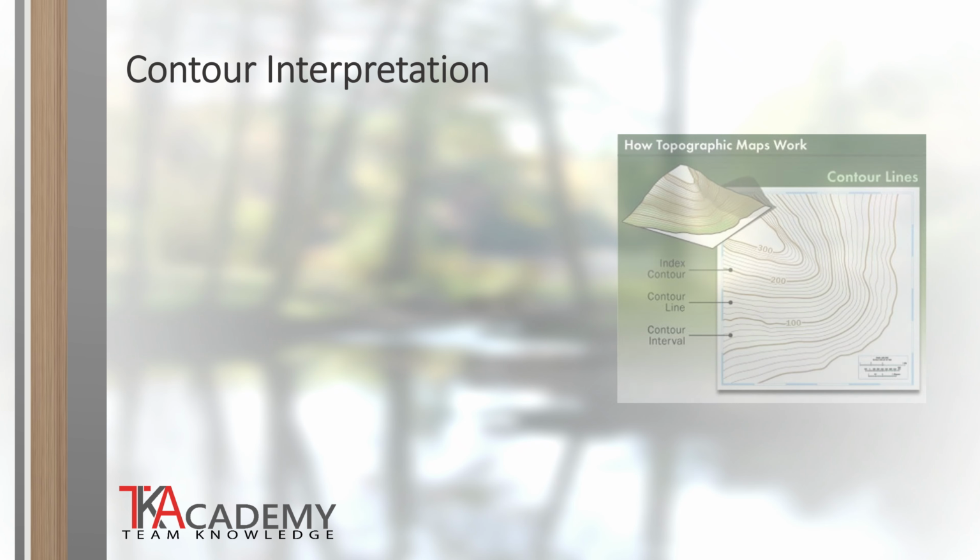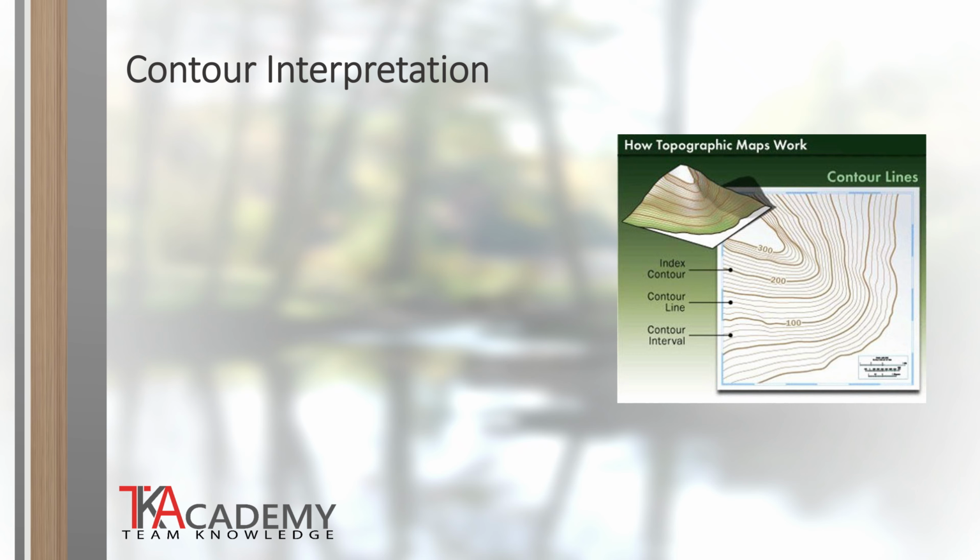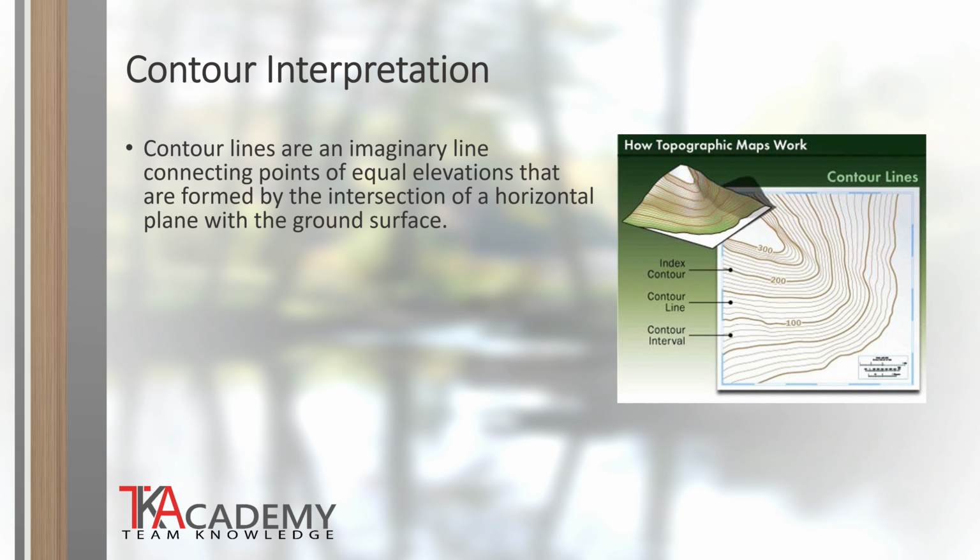The means of representing irregular forms and curves in the ground surface is through contours. Contour lines are imaginary lines connecting points of equal elevation that are formed at the intersection of a horizontal plane with the ground surface. To better explain this, if you could visualize a hill and be able to slice it or cut it horizontally so that all cut points along the outside edge would form the contour line.